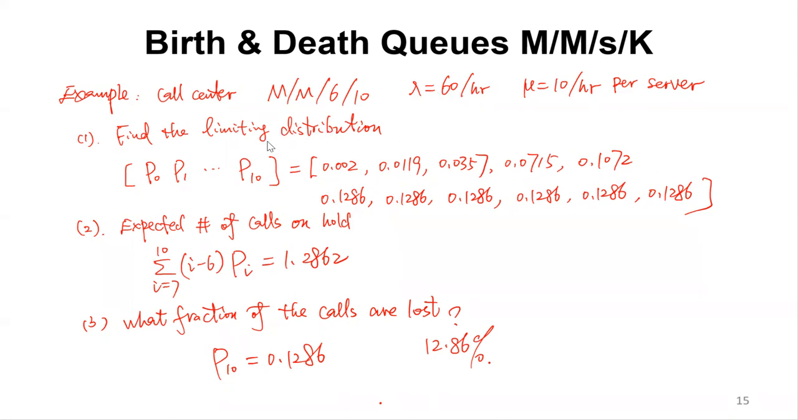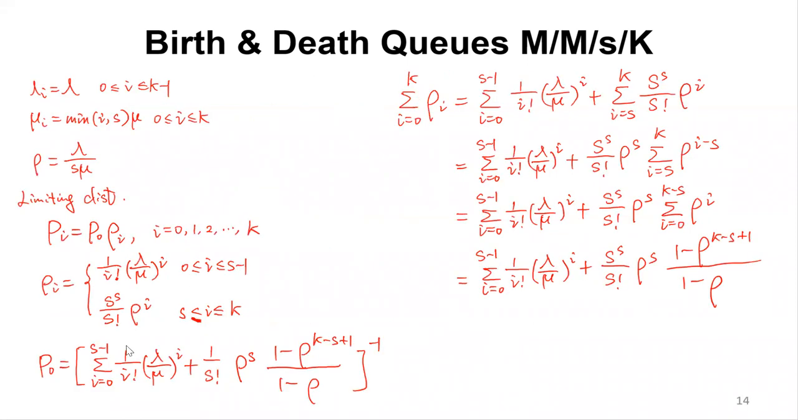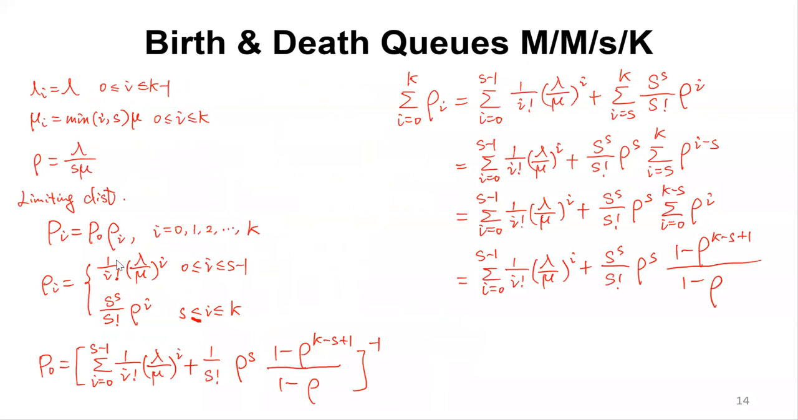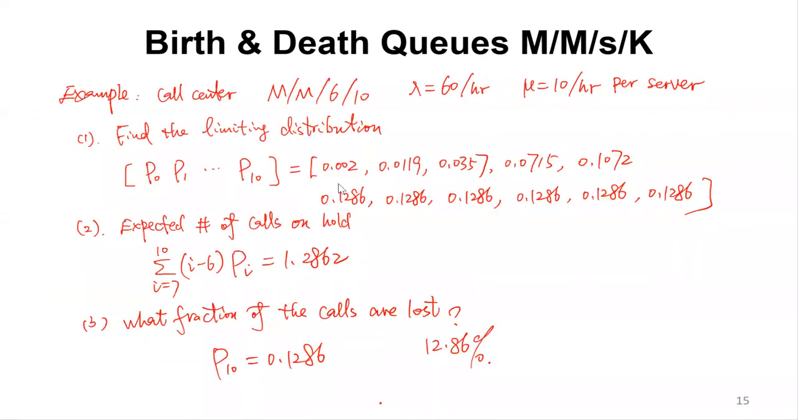Find the limiting distribution. Because we know this is M/M/6/10, and using this equation, we know lambda, mu, and we know S is 6, right? K is 10. So we can solve for this. We get P0, P0 equals 0.002. Then we multiply by rho_i, we get all the rho_i, and we will be able to get the limiting distribution.